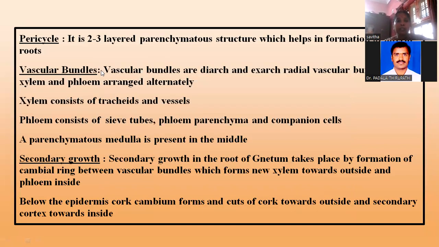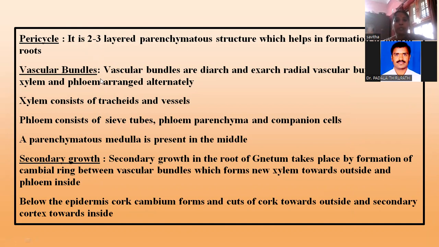When you come to the next part, that is the vascular cylinder. Outer one is the pericycle, then the vascular bundles, then the medulla. The pericycle is 2 to 3 layered and parenchymatous, and it helps in the formation of the lateral roots.